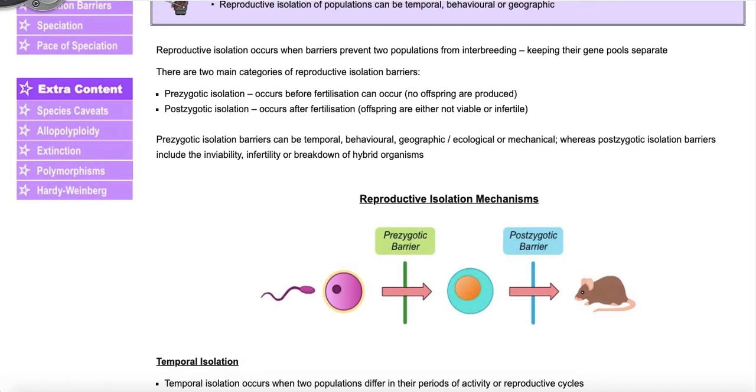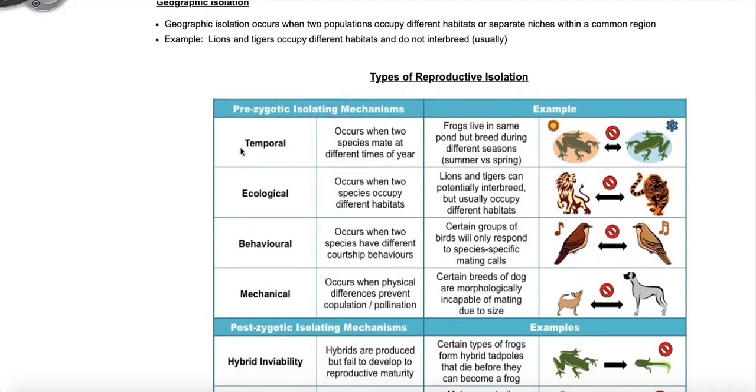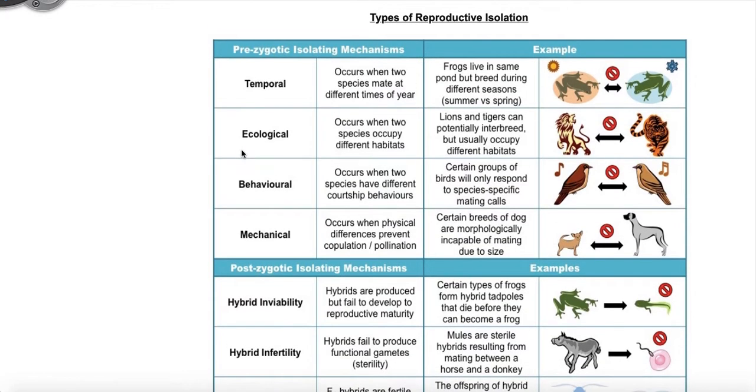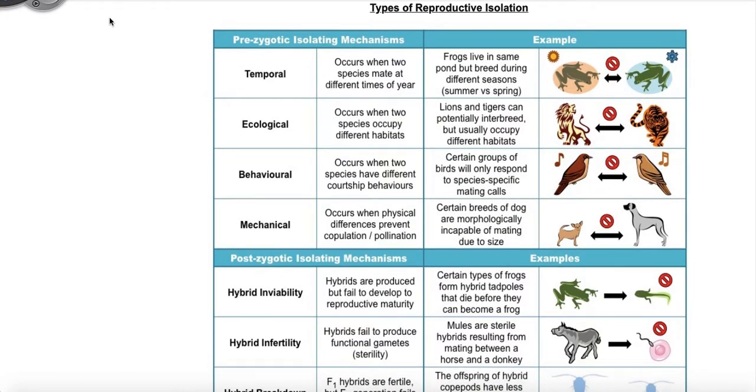So we're going to start with prezygotic isolation, and actually let's go down to this table because it just shows everything all at once. So here we see the prezygotic isolation mechanisms. We see temporal, geographic or ecological, behavioral or mechanical. So in temporal, we see two species that mate at different times of the year. So because they mate at different times of the year, they will not be able to mate.